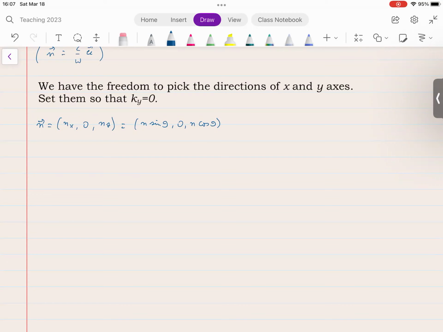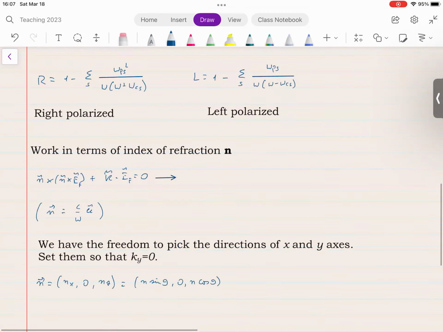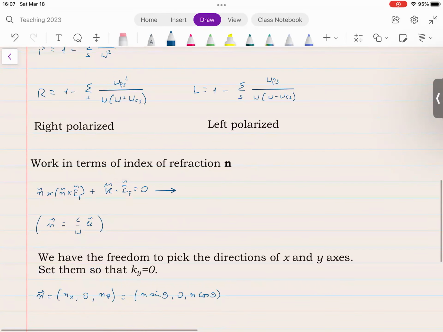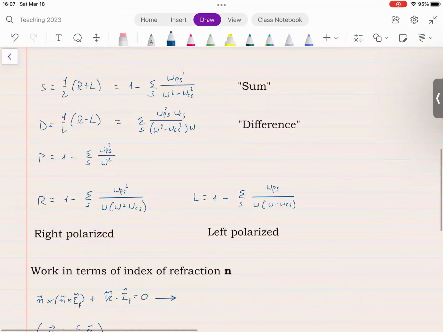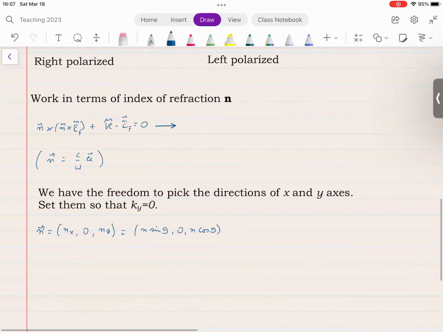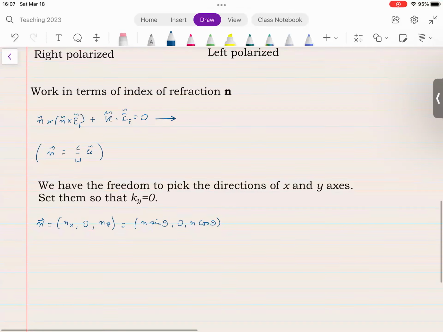I'm not going to do all the steps. The next step is to write down, we have the expression for k up here. We write down n cross e as a matrix times e. That's pretty straightforward to do. And then we put all the pieces together.